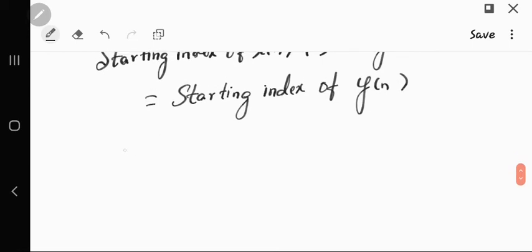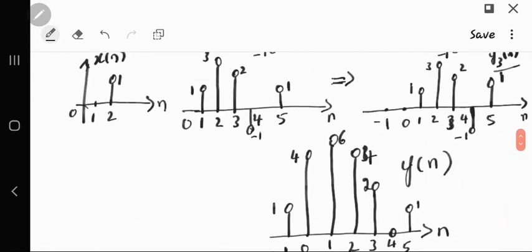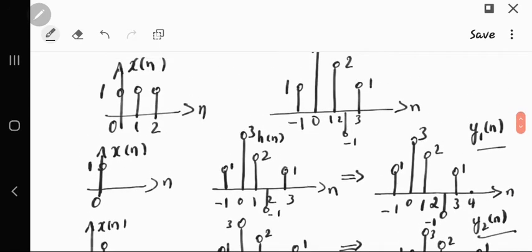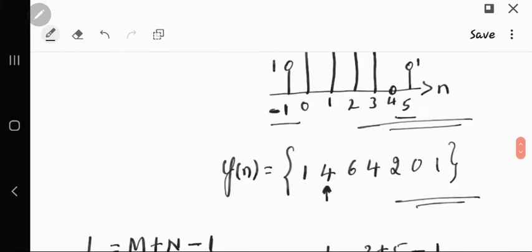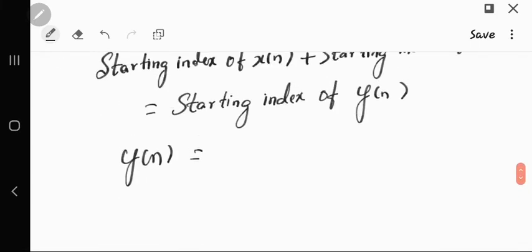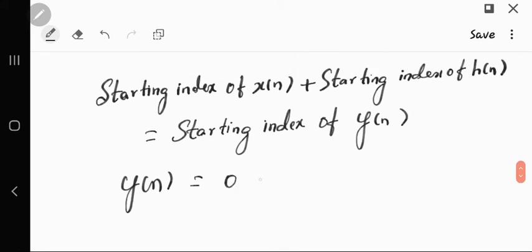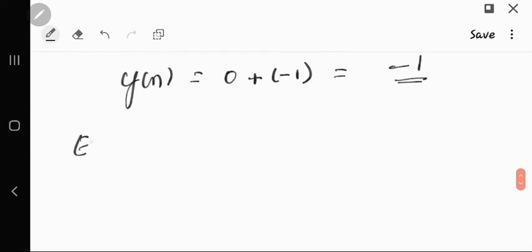Now the starting index of y of n we are going to look. So what is the starting index of x of n? Look at the signal. X of n is starting from 0 and h of n is starting from where? Minus 1. So let us add these two. Starting index of x of n is 0 and starting index of h of n is minus 1. If you add these two, the starting index of y of n you will get as minus 1 itself. Now the same way, end index of y of n can be determined like this.